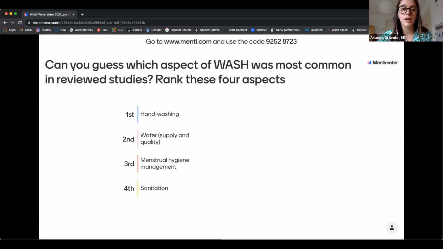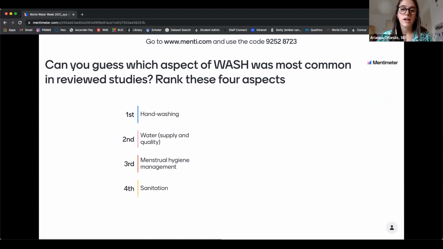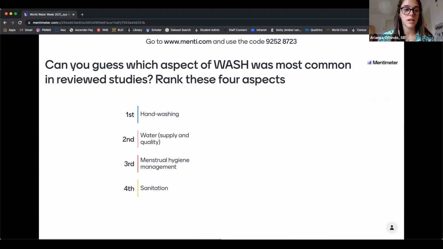Next slide, thank you. And here, can you guess which aspect of WASH was most common in the review studies? Now you're invited to try and rank these four aspects: hand washing, water supply and quality, menstrual hygiene management and sanitation. And we can see what you think and what your guesses are.